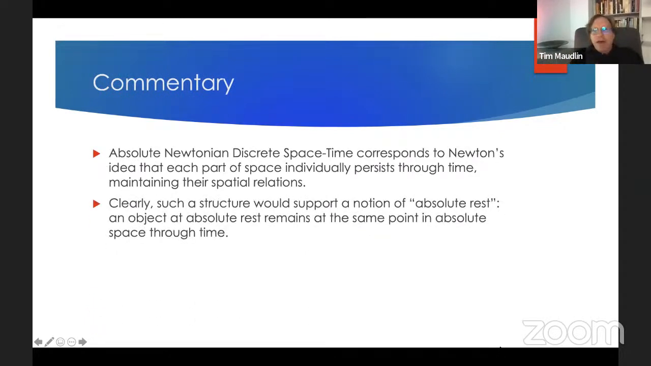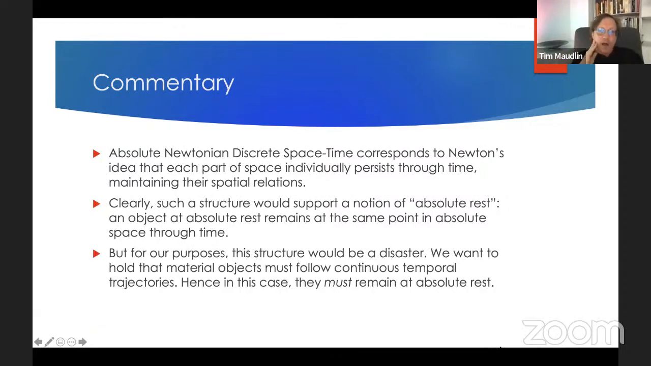Now that structure would be a complete disaster physically if we want to use this the way I want to use it. What do I mean? First of all, this would support a notion of absolute rest as there is in Newtonian absolute space. An object would remain at absolute rest if it always stays in the same persisting point of space. But the problem is, what I want to do is use these arrows to give me continuous paths through space-time, continuous temporal paths. That is, the paths that, say, a particle could follow.